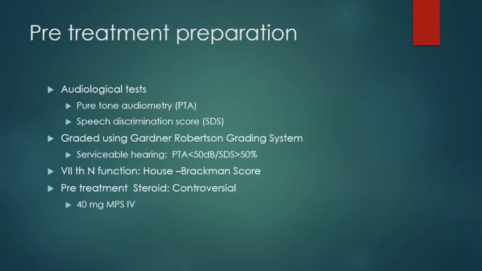Pre-treatment preparation. Well, of course, you have to have the audiometric test. In the Gardner-Robertson system, if you don't have less than 50 decibel PTA and more than 50% speech discrimination score, then this patient doesn't have serviceable hearing, and there is no point taking this patient up for radiation. The 7th nerve function, the facial nerve function, should be documented, though the chances of damage through radiation are very, very less. But for the sake of documentation, what is the pre-treatment weakness of the facial nerve through the House-Brackmann score, all of you know, I would assume. The role of pre-treatment steroid is kind of controversial, and especially for fractionated radiation therapy, there's not much of a role of that.